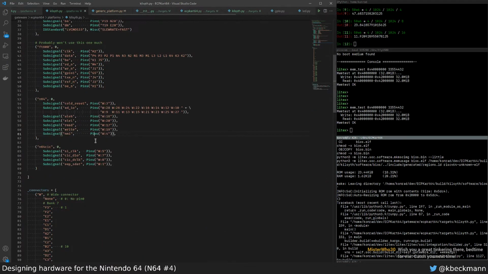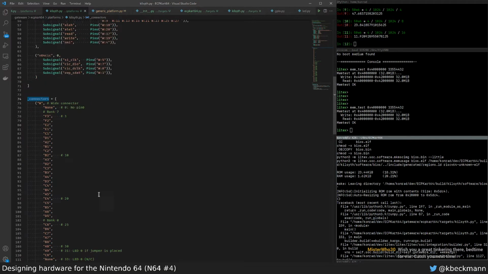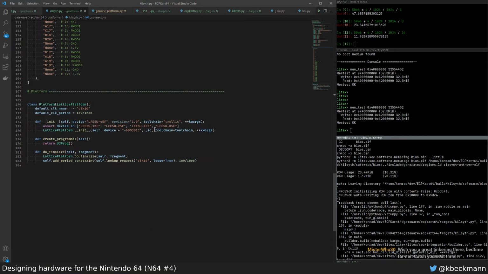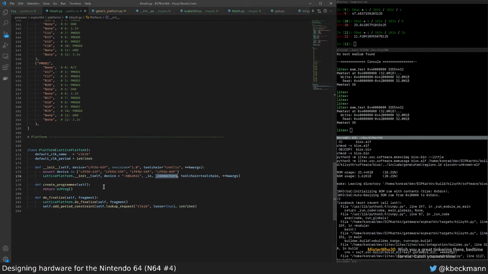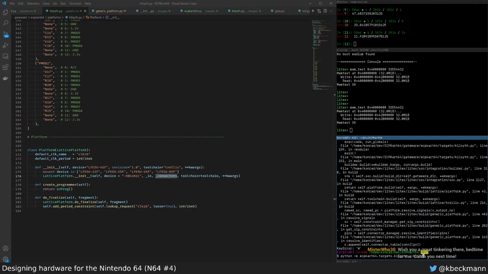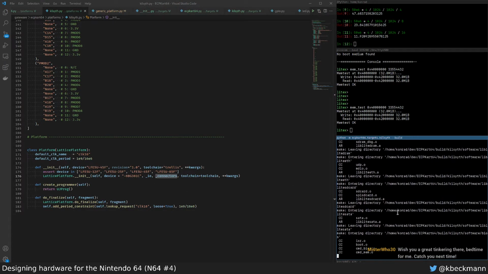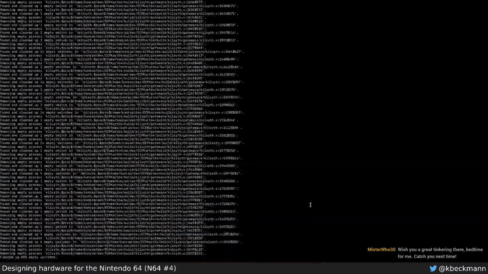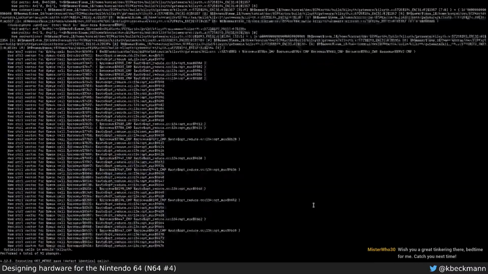Why? I have this. Oh, I think I know why. I should do it like that. I forgot to add the array of connectors to the actual platform. So let's see if it works this time. It seems to do more.